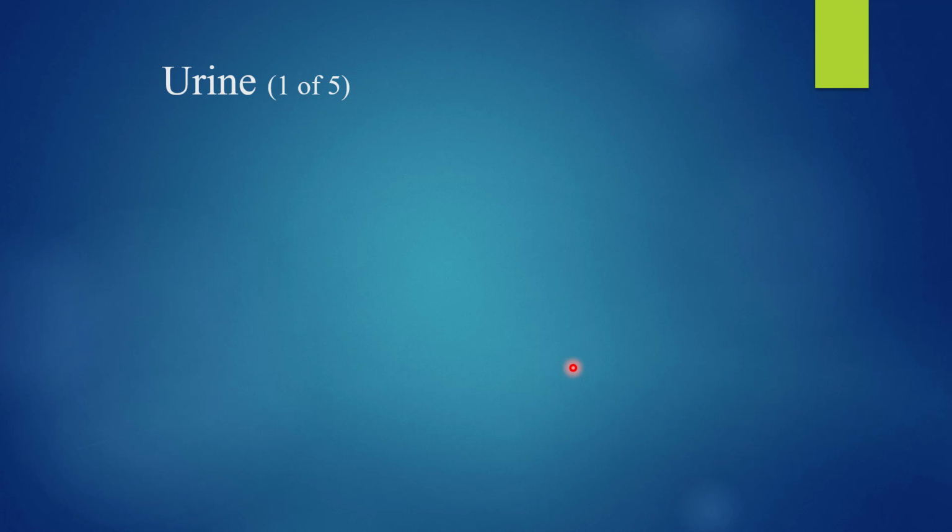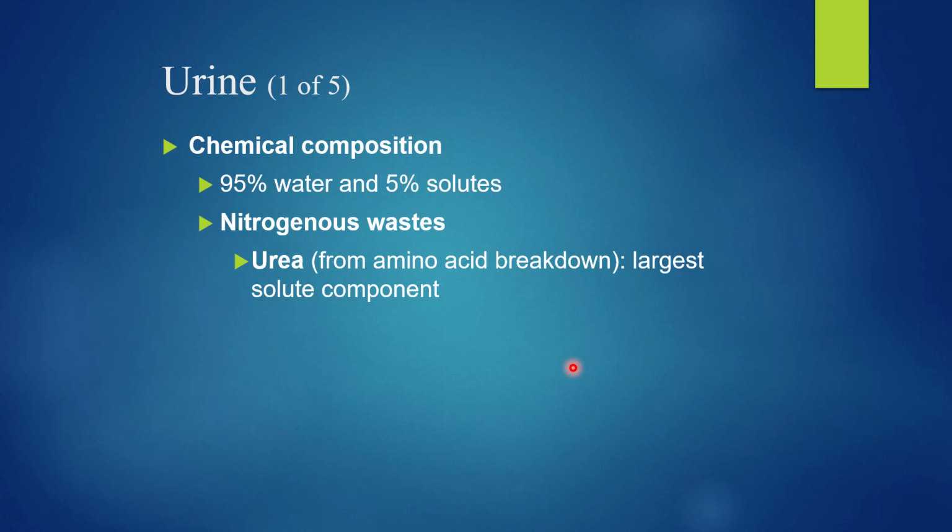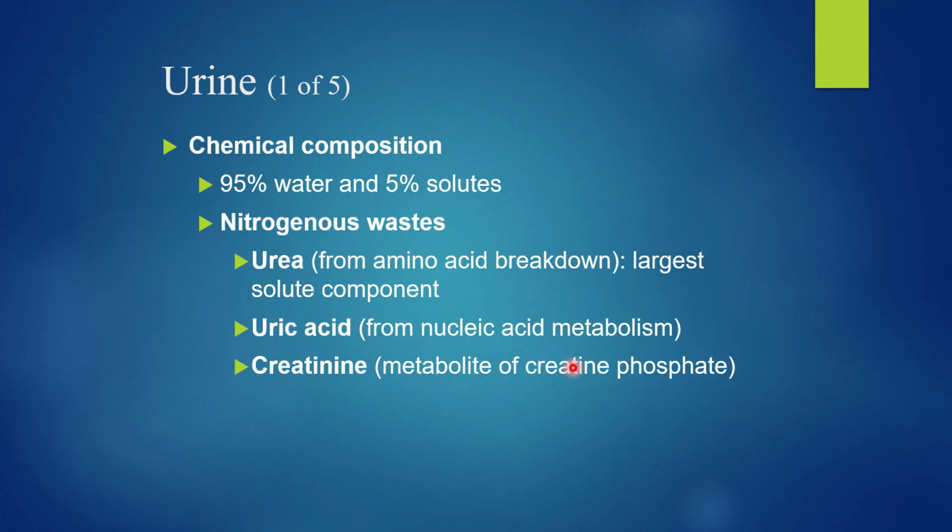So we're now winding down. Let's take a look at urine, the waste liquid that we produce in our kidneys. It's 95% water, 5% solids, made up of nitrogenous waste such as urea from amino acid breakdown. This is so far the largest solid component. Uric acid from nucleic acid metabolism. Creatinine, which is a metabolite of creatine phosphate.